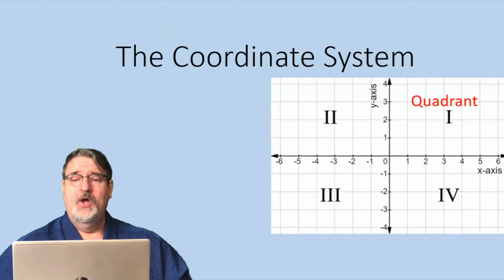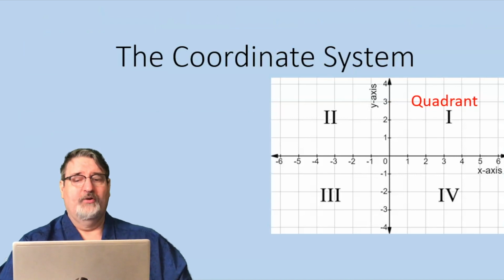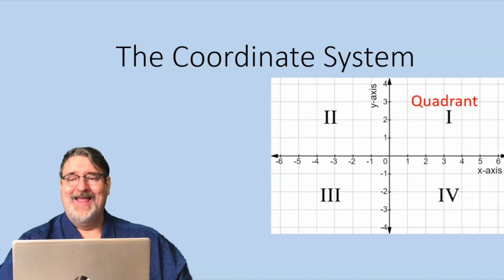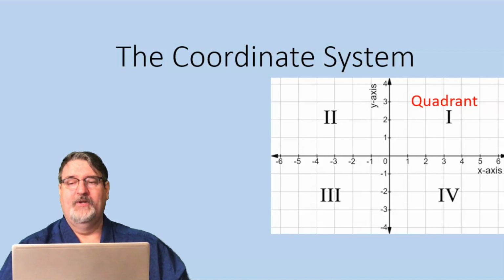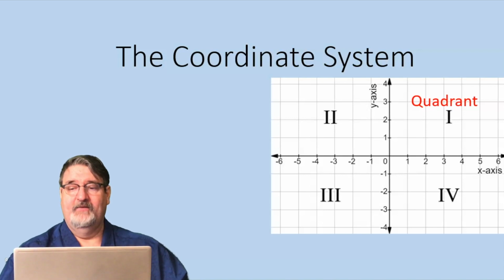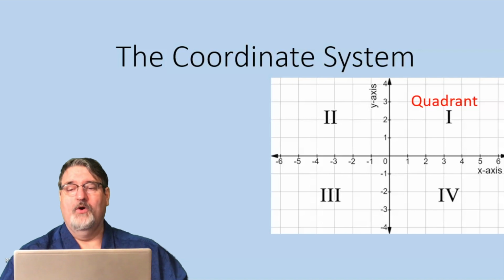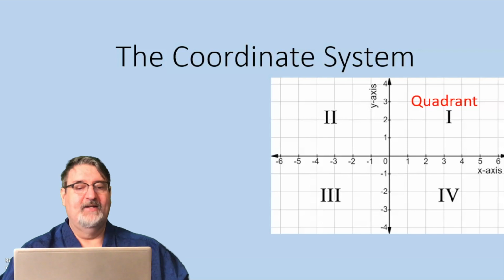To review some of the things that we need to know for graphing ordered pairs, this is a coordinate system, and we have quadrant 1 labeled there, and those would be positive numbers. In quadrant 2, the first number is negative, and then you would go up to the other number, which would be positive. In quadrant 3, both numbers are negative. And finally, in quadrant 4, the first number would be positive and the second number would be negative.